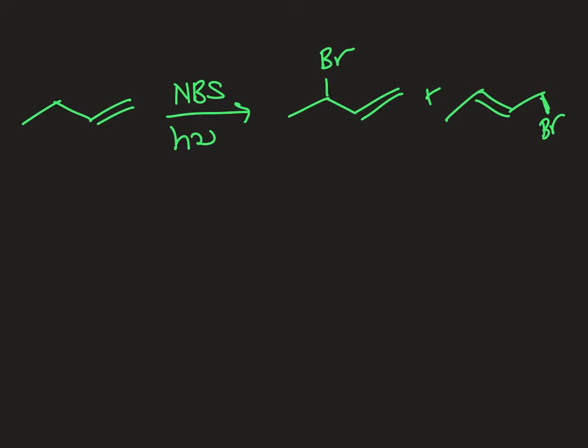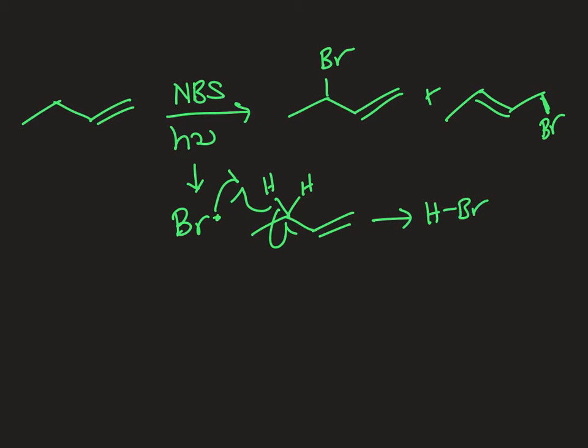That NBS and light is where we're going to get our bromine radical from. Then that is going to react with our starting material. We have, in this case, two allylic hydrogens. So the bromine radical is going to pull off one of those hydrogens and produce an allylic radical. So I have HBr as a byproduct again, and then here is the allylic radical that is formed.